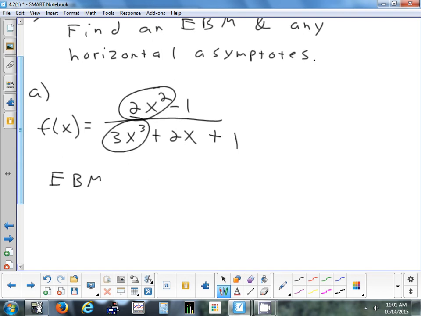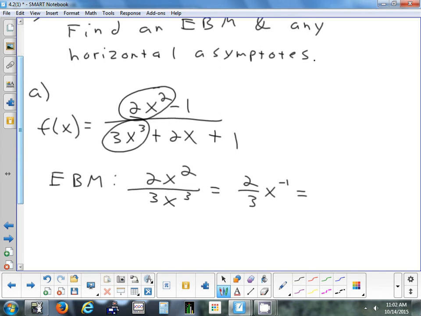So my end behavior model is 2x squared divided by 3x cubed. And Devin, what will that reduce to? 2/3 x to the -1. Yep, perfect. 2/3 x to the -1.